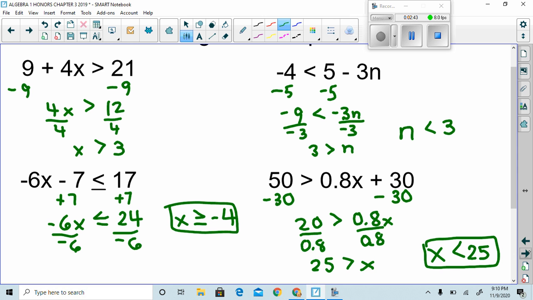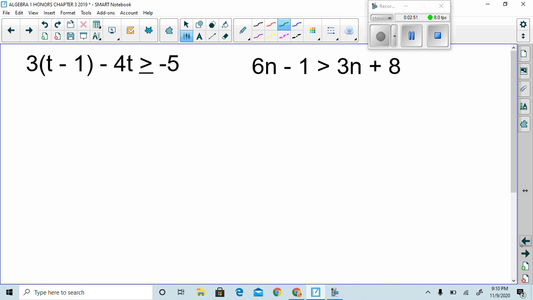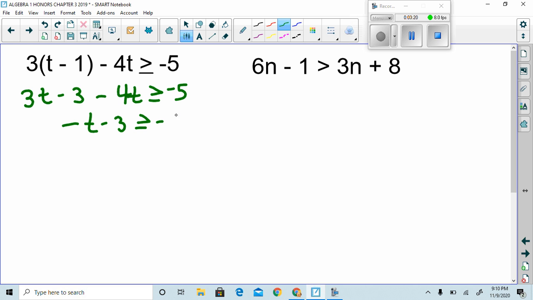What happens if there are parentheses or some combining of like terms? Here we see parentheses, so we're going to distribute first. 3 times t minus 3 minus 4t is greater than or equal to negative 5. Now you do see some like terms there, so go ahead and combine your like terms. And when we do that, we'll get a negative t minus 3 is greater than or equal to negative 5.